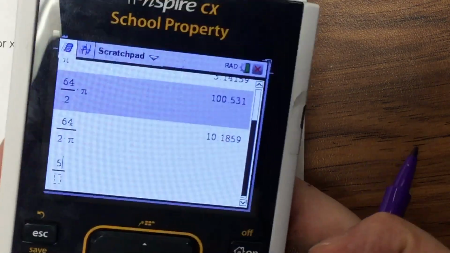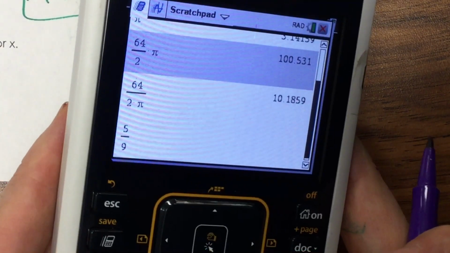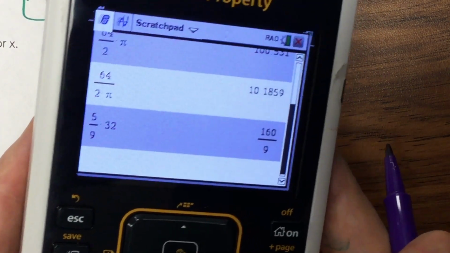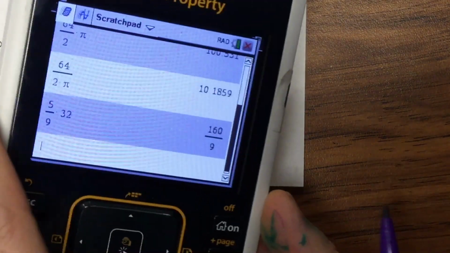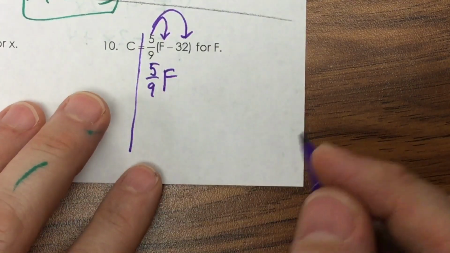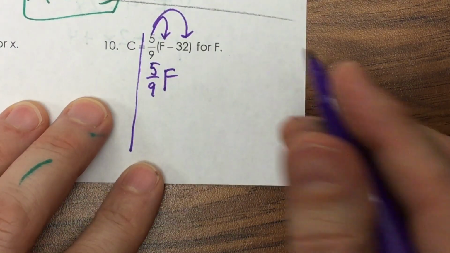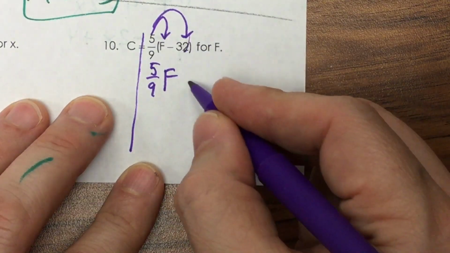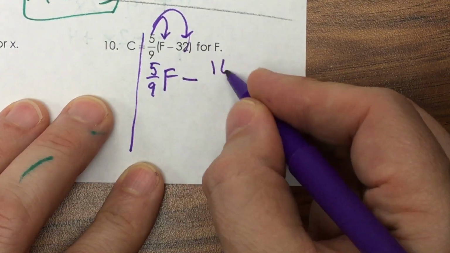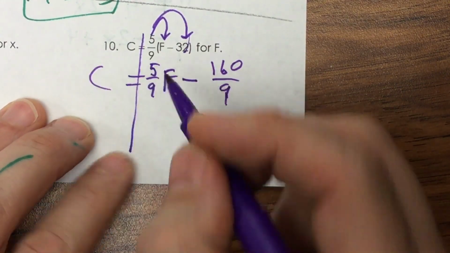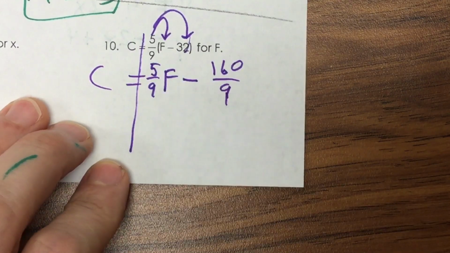5/9 times 32 gives me 160/9. And see, these are normal numbers for algebra. It's not a big deal anymore. Not like in middle school. 160 over 9. And it is negative because this is a positive times a negative. So, minus 160/9. So right now we have C equals this minus this.